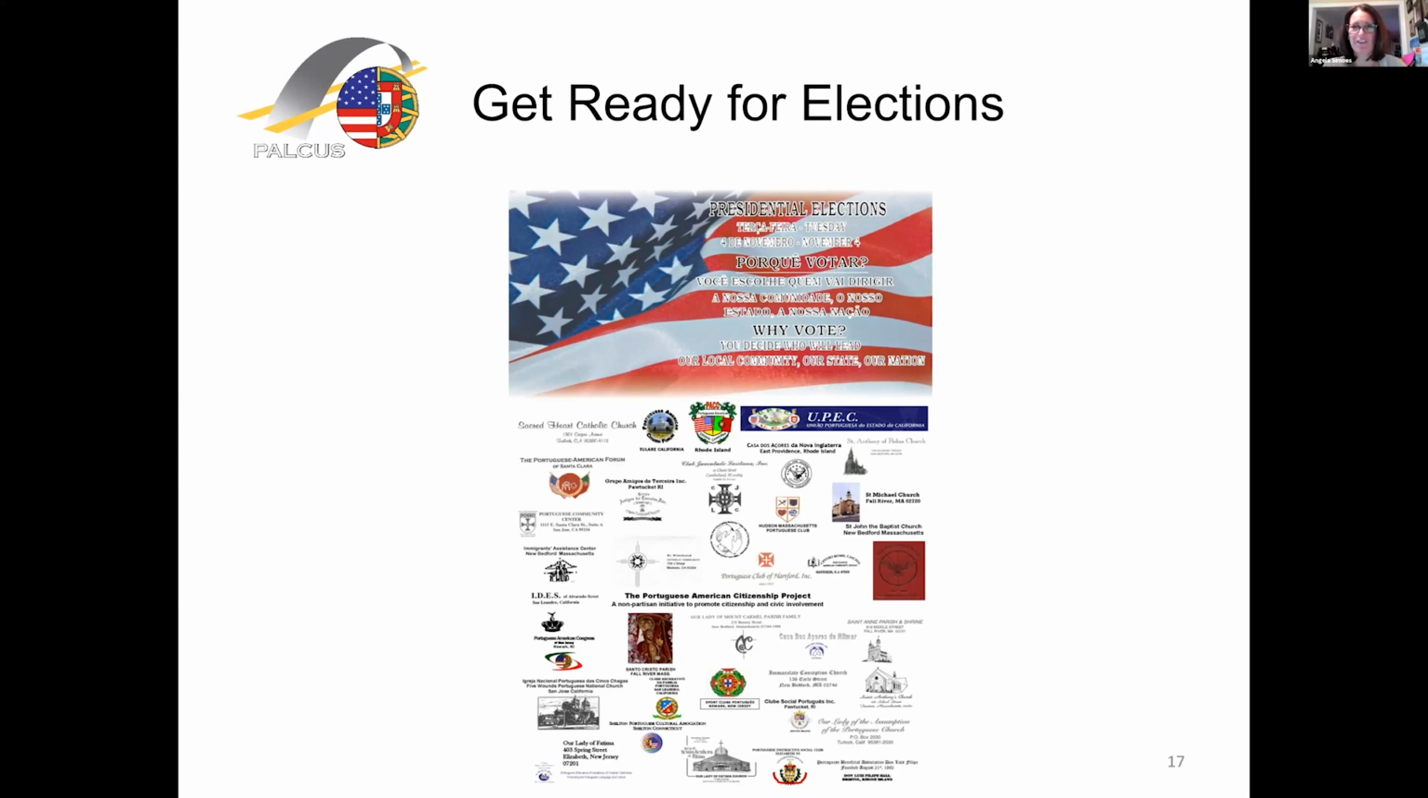Right, we're getting ready for the elections. Getting ready for the election and getting ready for future elections too. It's not a marathon. It's not a sprint. It's a process, and we always have to be involved. This is an example of a flyer showing all of these organizations coming together to say yes, we need to vote as a community.